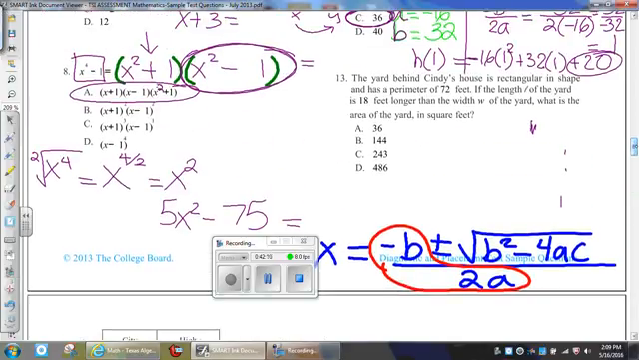Who would like to read it? Okay, thank you so much. The yard behind Cindy's house is rectangular shape, has a perimeter of 70 feet. The length L of the yard is 18 feet longer than the width W of the yard. What is the area of the yard?